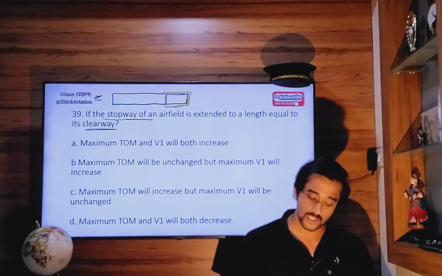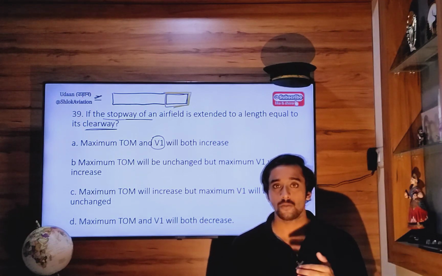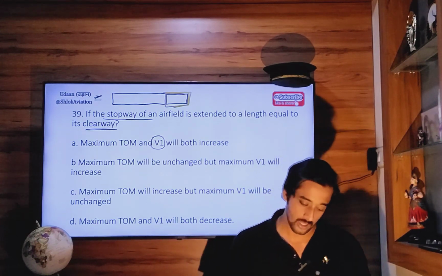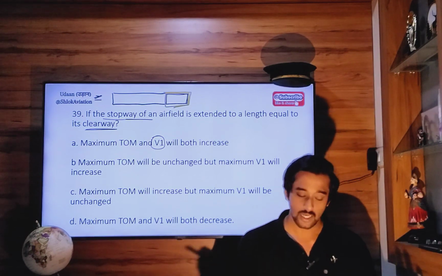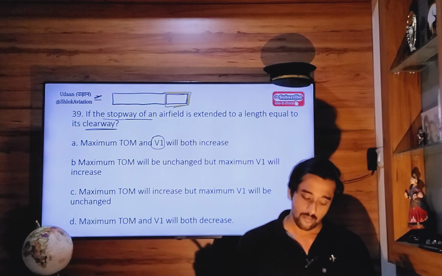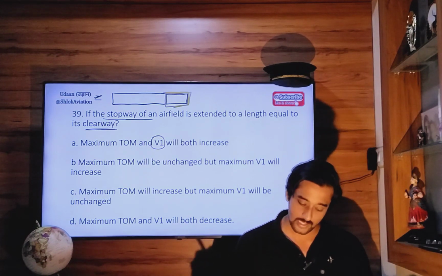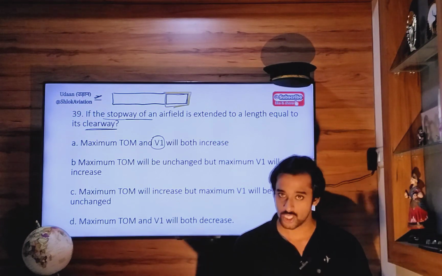Maximum takeoff mass and V1 speed. V1 is takeoff safety speed, the speed at which you make a decision to continue your takeoff roll or abort your takeoff roll. So maximum takeoff mass limitation will increase, V1 speed will increase; maximum takeoff mass will be unchanged, but V1 speed will increase; maximum takeoff mass will increase, but V1 speed will not change.